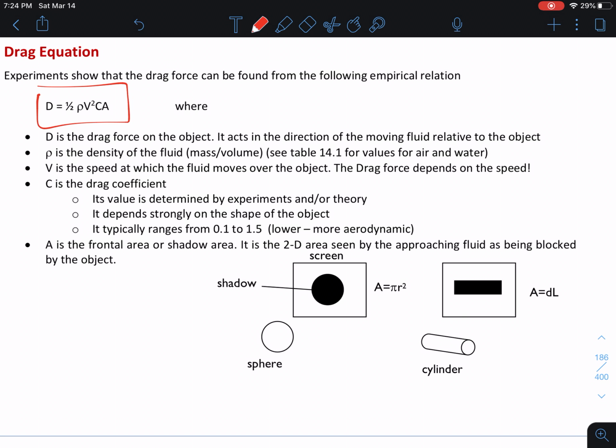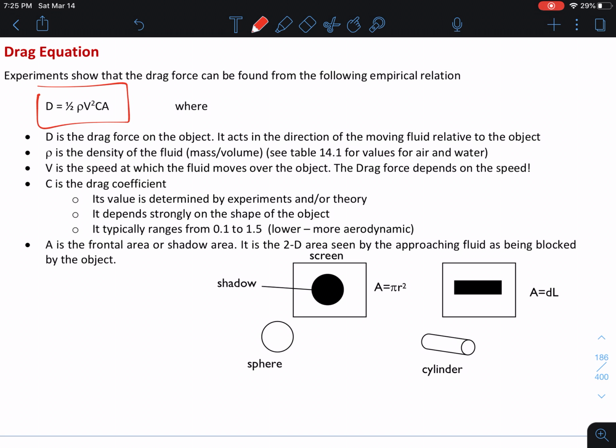And C is the drag coefficient. It's again an experimental value and can change from 0.1 to 1.5 typically, and the lower the better for aerodynamic purposes.